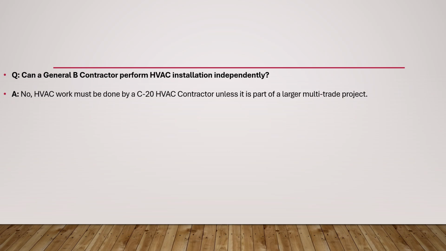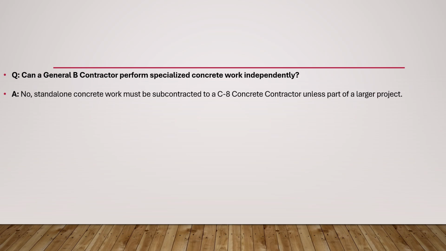project. Can a General B contractor perform HVAC installation independently? No. HVAC work must be done by a C20 HVAC contractor unless it is part of a larger multi-trade project. Can a General B contractor perform specialized concrete work independently? No. Standalone concrete work must be subcontracted to a C8 concrete contractor unless part of a larger project.